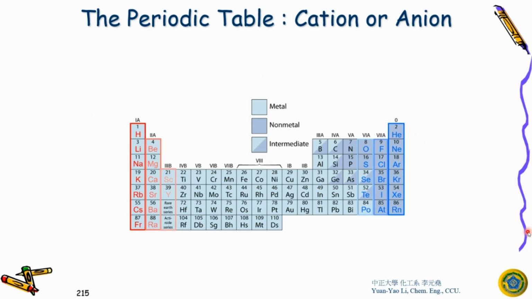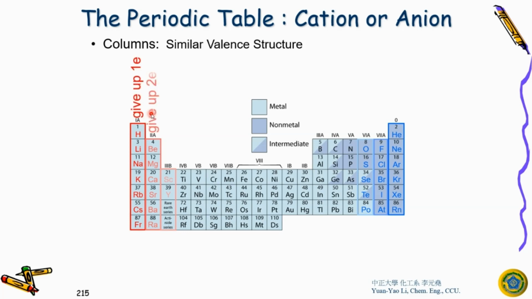Before we really talk about electronegativity, let's take a look at cations and anions. The columns have similar valence structure, right? As we know, column 1 and column 2 have similar valence structure. That means the number of valence electrons is 1, then 2. So it is easy to give up 1 electron, and this one easy to give up 2 electrons. How about this side? Fluorine, chlorine, bromine. This one is the noble gases, this one accepts 1 electron, and this one accepts 2 electrons.